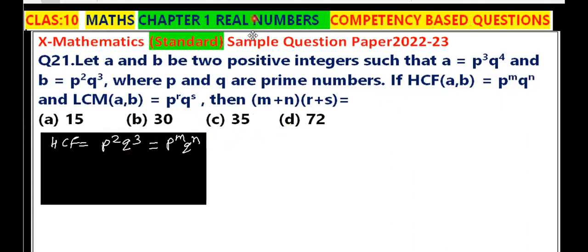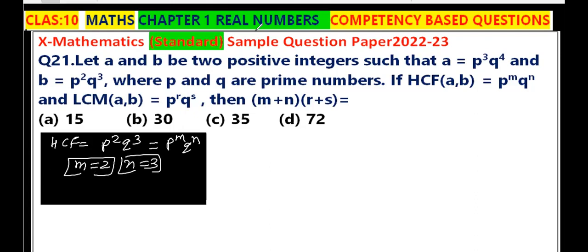Now we have to compare left hand side and right hand side. Here P power 2 and P power M. It means M is equal to 2. And Q power 3 and Q power N, it means N is equal to 3. Because here we need M plus N. M is 2, N is 3.